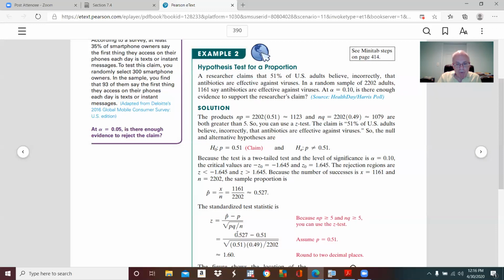All right, so p hat is 0.527. p, our hypothesized proportion, is 0.51. That's the value that we put in our hypothesis test. And then our denominator is going to be the square root of 0.51, the hypothesized value, times 1 minus 0.51, which is 0.49, divided by 2202. All right. 1.60 is going to be our test statistic. So if we go back to our calculator, and I'm going to write these numbers down here so I have them.